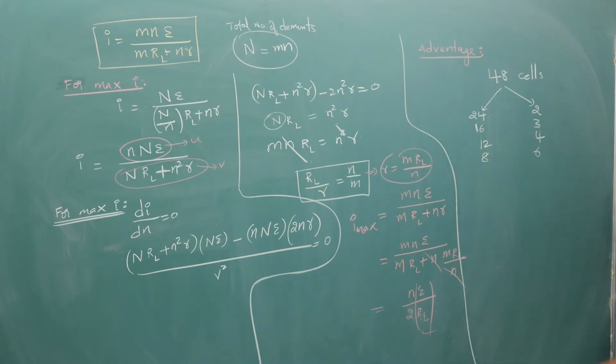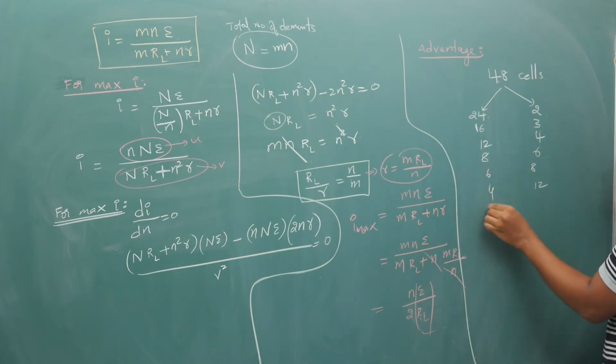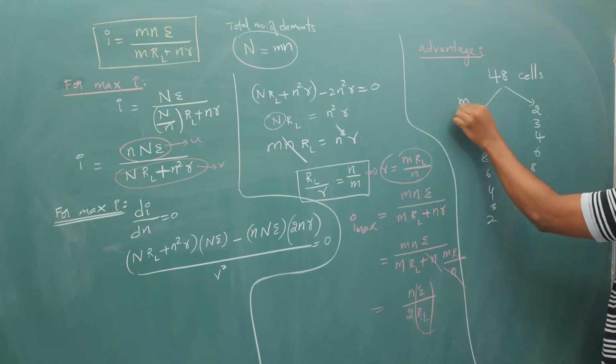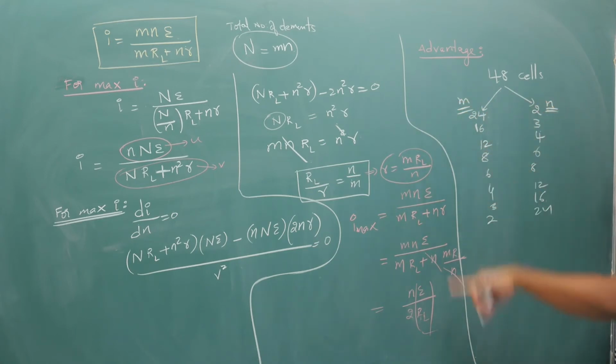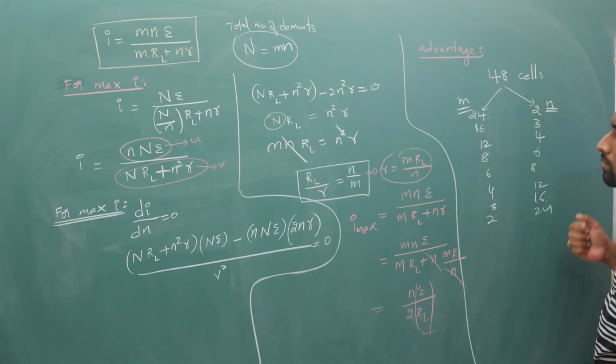Okay, in each row, how many cells, and in each what? So 6 and 8, 4 and 12, 3 and 16, 2 and 24, all are different. This is m, this is n. How many are to be connected in series, and how many in parallel? It depends on how much the load resistance is.